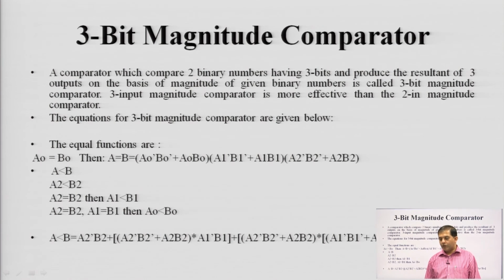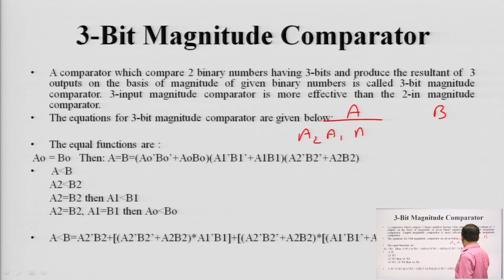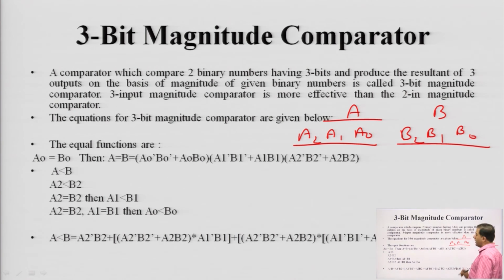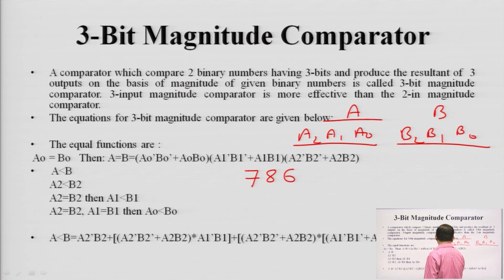Obviously, the equations, so let me give a small example. Suppose here we have A and B. A will be represented as A2, A1, A0, a 3-bit pattern, and B will be represented as B2, B1, B0. So, this is the pattern. Suppose I have two decimal numbers, one is 786 and the second one is 785. So, I have to compare these.